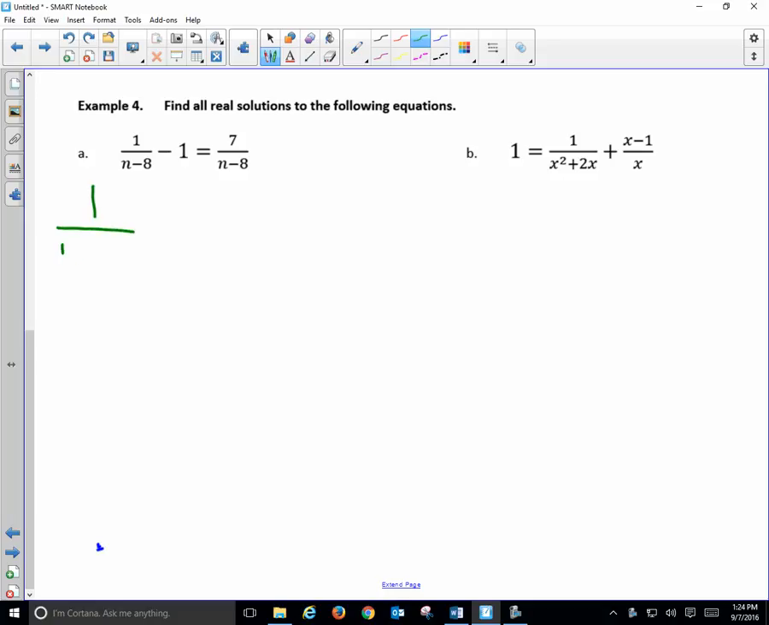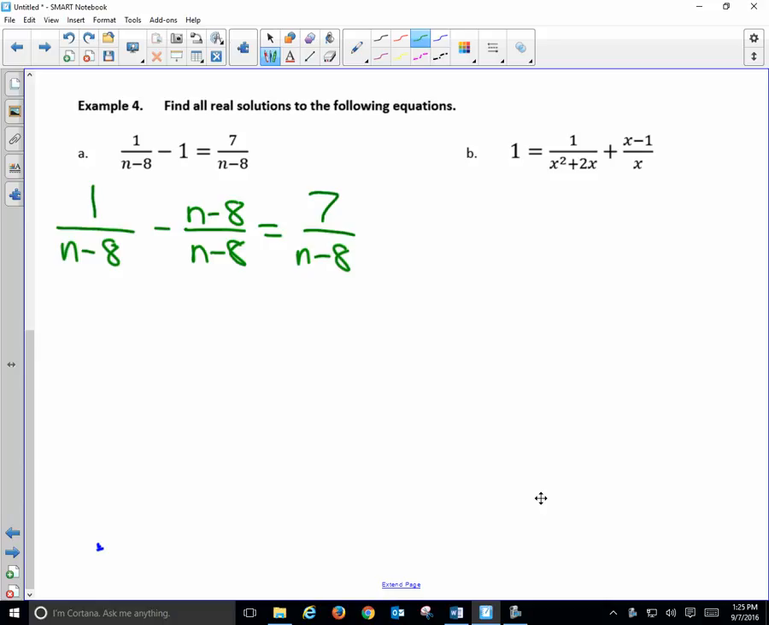So it's just 1 over n minus 8. The 1, I do need to multiply the top and the bottom by n minus 8. Agreed? And then the 7 over n minus 8, I could just leave as 7 over n minus 8. Agreed? Are the denominators now the same? So all I need to do is now just focus on the numerators.